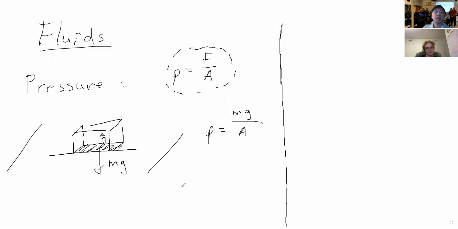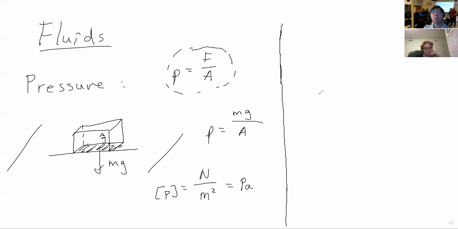Oh yeah, units. So what is the unit of pressure, looking at F over A? Newton over meter squared. Good, because the force is in Newtons and area is in meters squared. And this is also called a Pascal. Yes, 1 Pascal is 1 Newton per square meter.